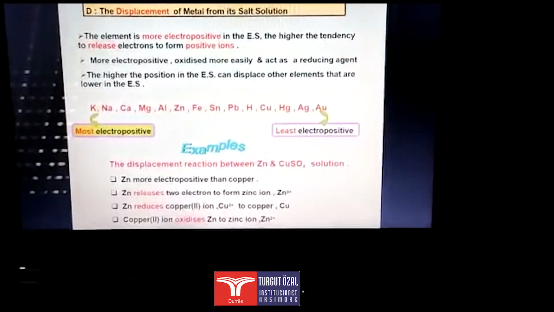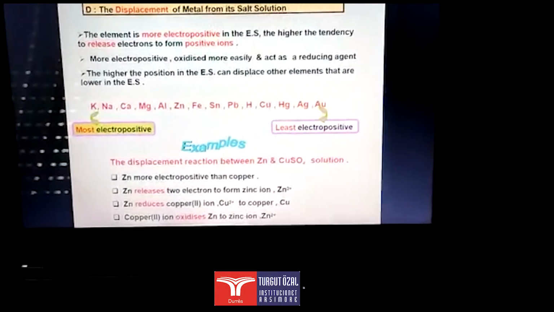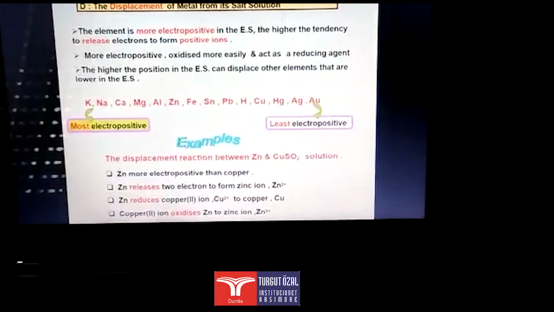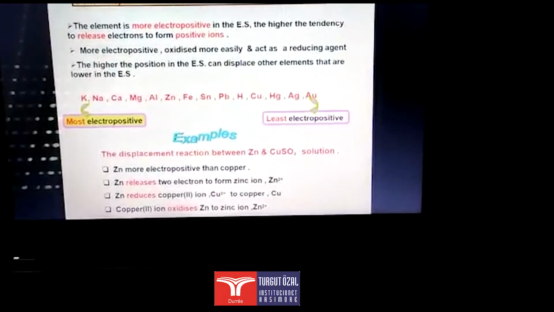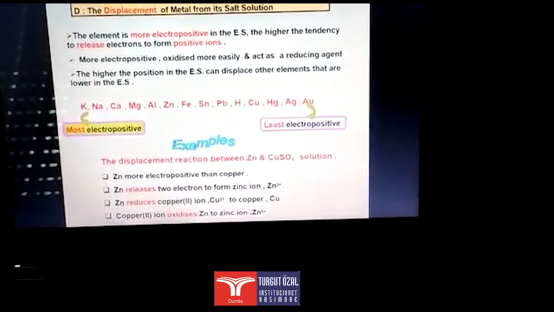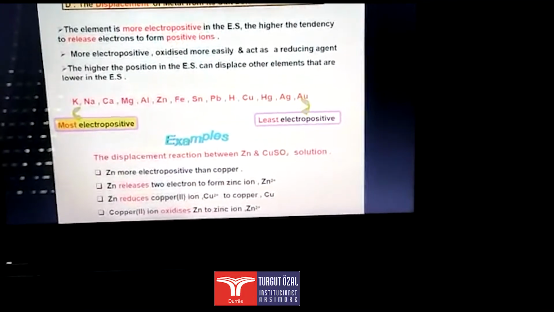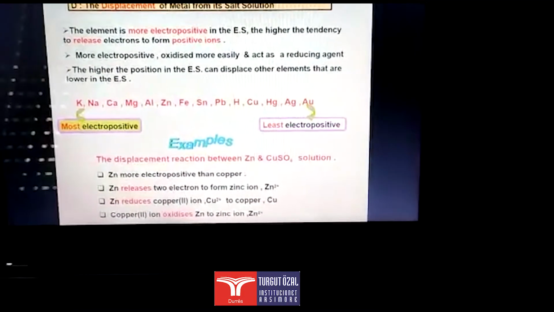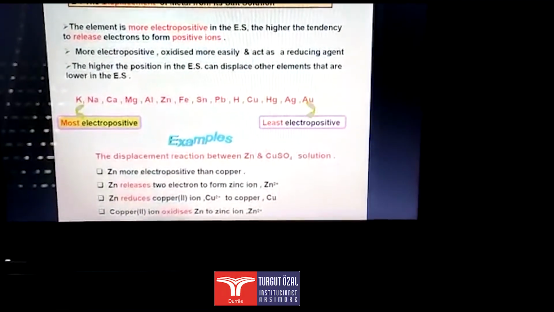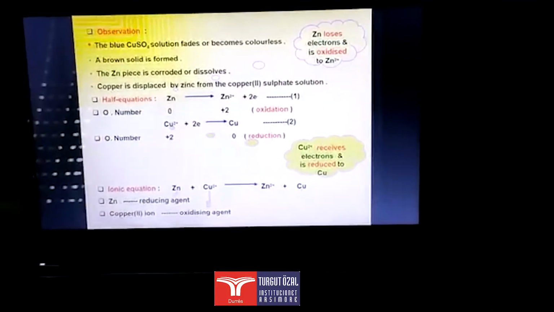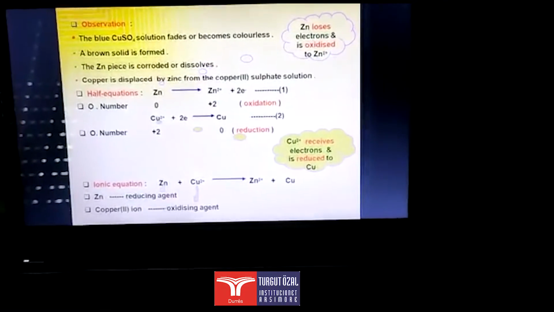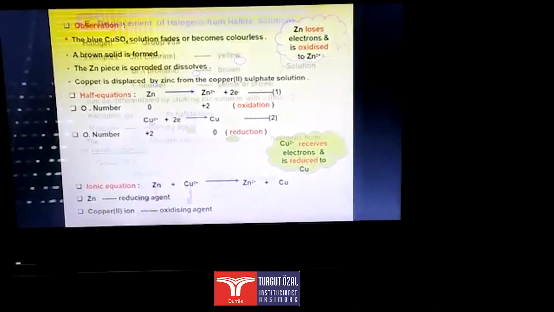The displacement reaction between zinc and copper sulfate solution. Zinc is more electropositive than copper. Zinc releases 2 electrons to form zinc ion. Zinc reduces copper ion, Cu2+, to form copper 0. Copper 2+ ion oxidizes zinc to form Zn2+. Here is another observation from it for the reaction.